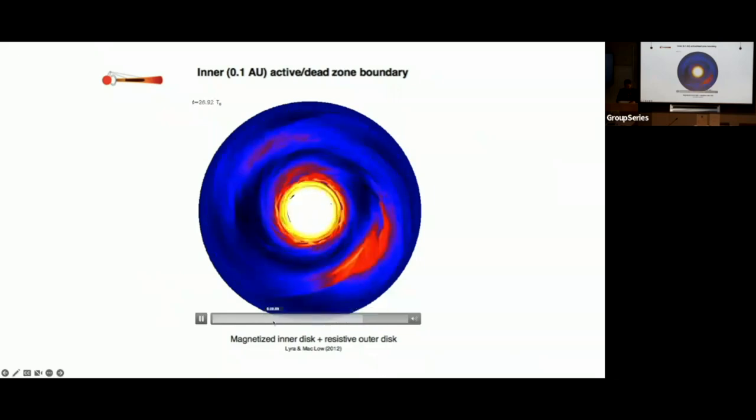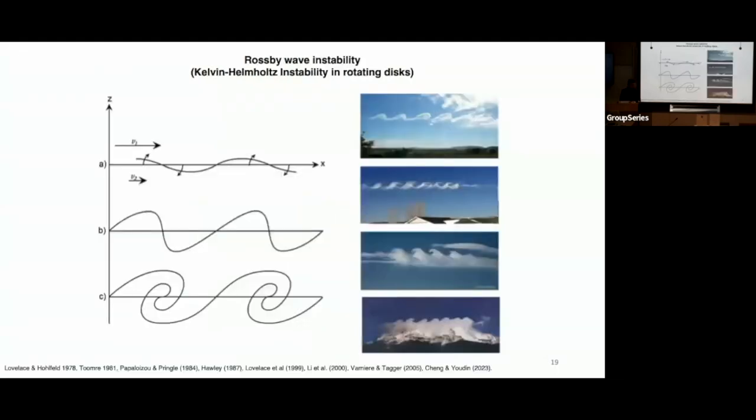If you model it long enough, you see that there is some interesting dynamics happening there. You form this giant entity in here. This is a vortex. This is happening because you have an extra shear in this boundary between the active region, the region that is magnetized, and the region that is not magnetized. And whenever you have extra shear in the boundary layer between two fluids, you excite the Kelvin-Helmholtz instability.